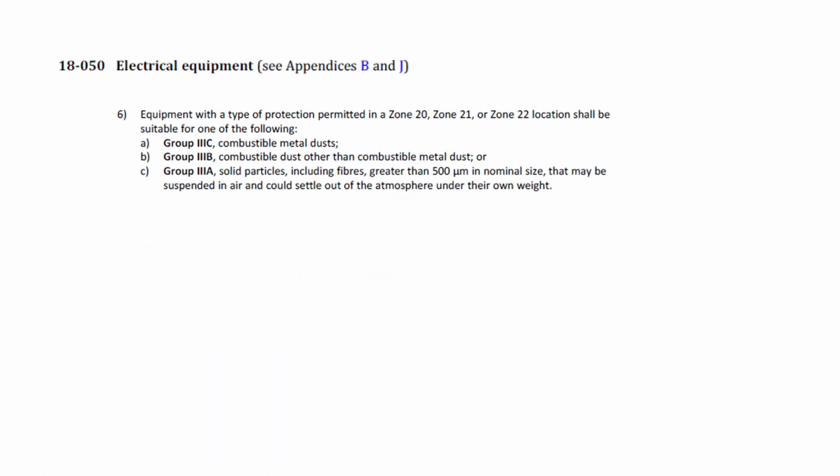If we take a look at 18050 electrical equipment, we'll notice that for zones 20, 21, and 22, there are different group ratings for dust as opposed to gas. There are group 3 type materials, 3C, B, and A, which relate to combustible metal, combustible dust other than metal, and solid particles greater than 500 micrometers.